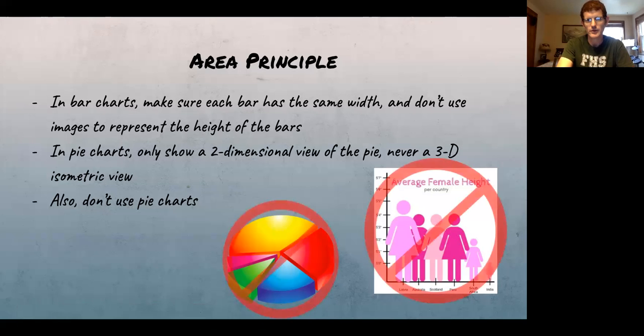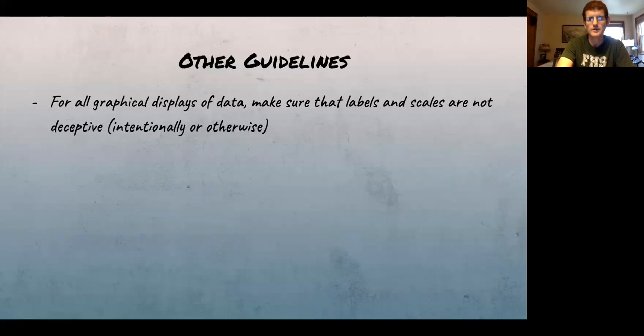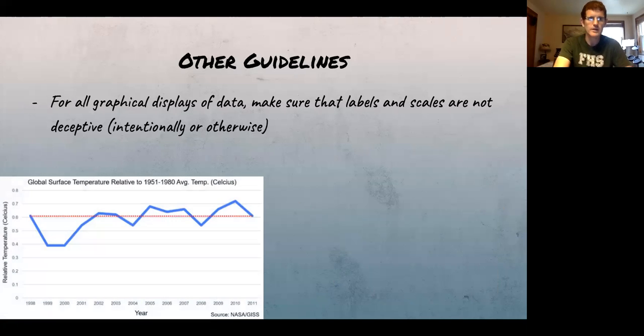All right, these are other guidelines. You want to make sure that labels and scales are not deceptive. Sometimes it's not intentional, sometimes it is. So look at this real quick. If someone is brave enough to speak, what is this chart trying to show us? What do you think the story behind this chart is?